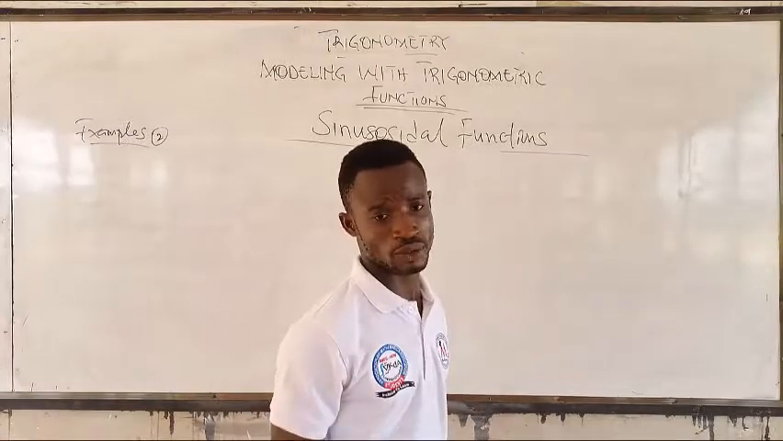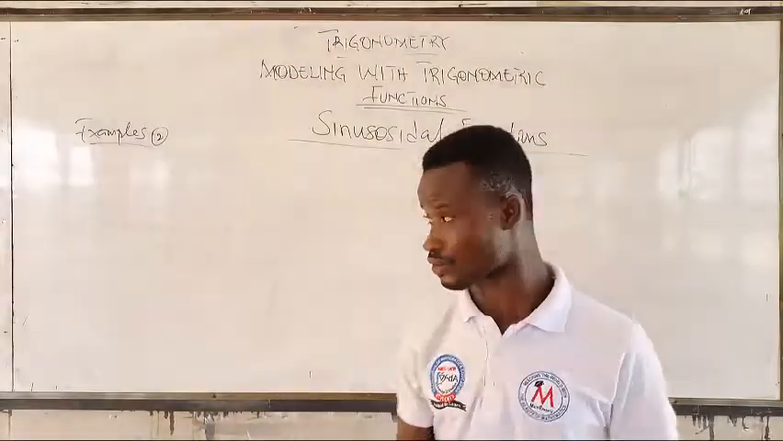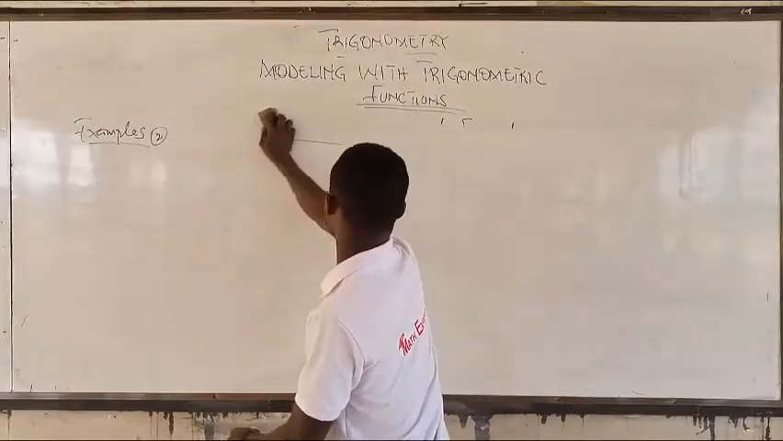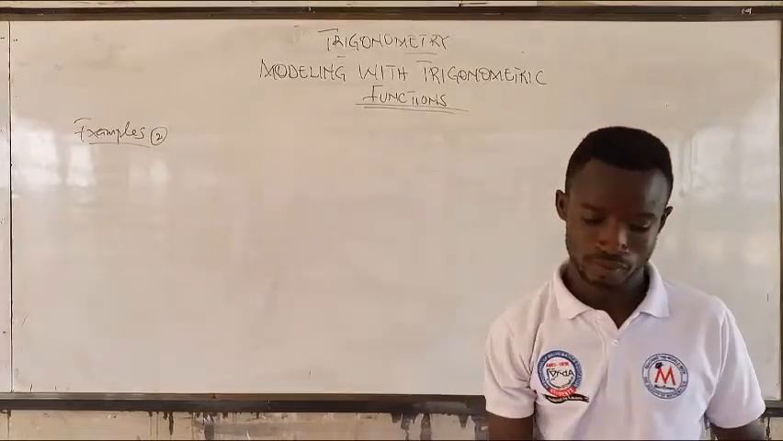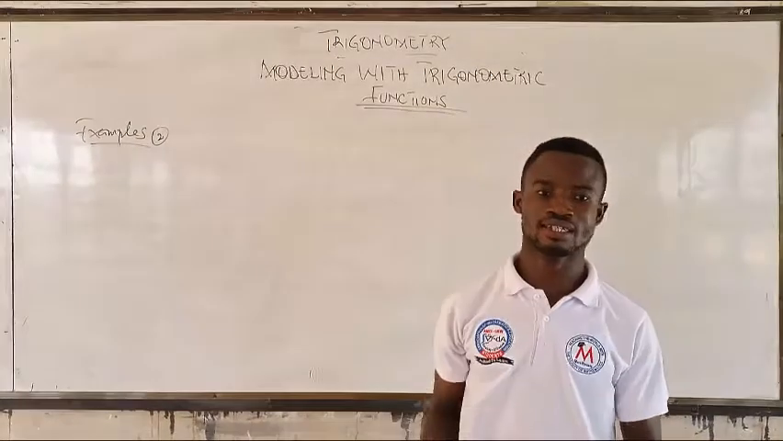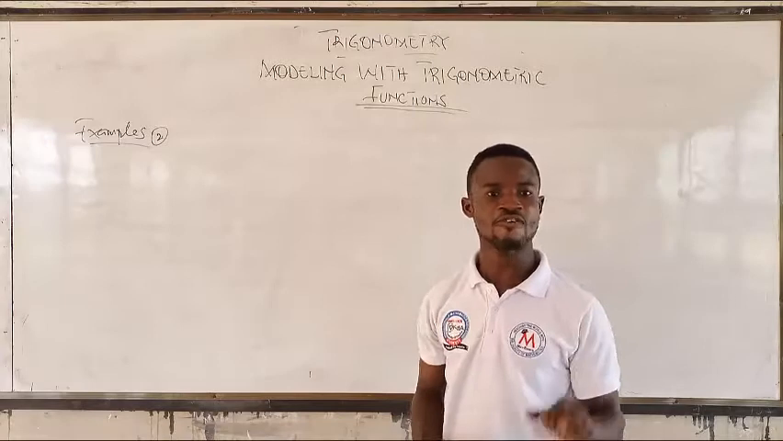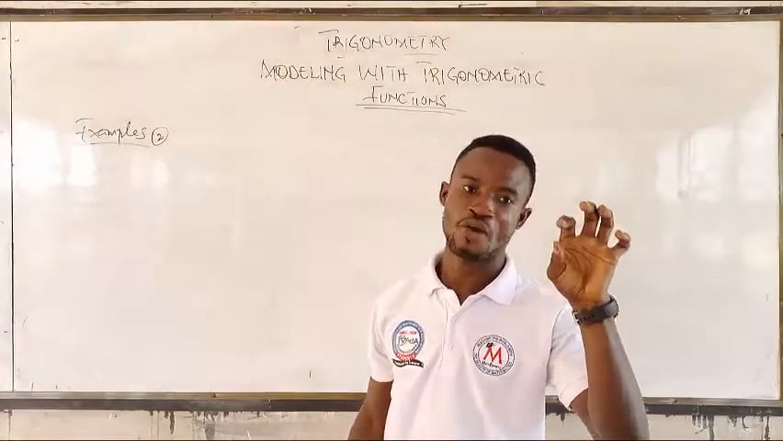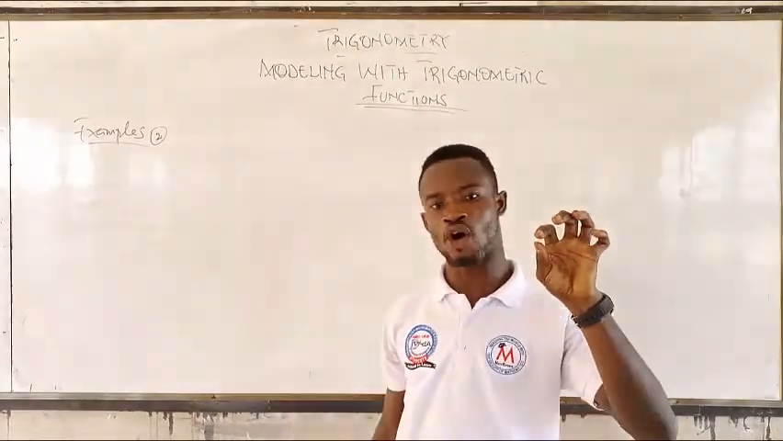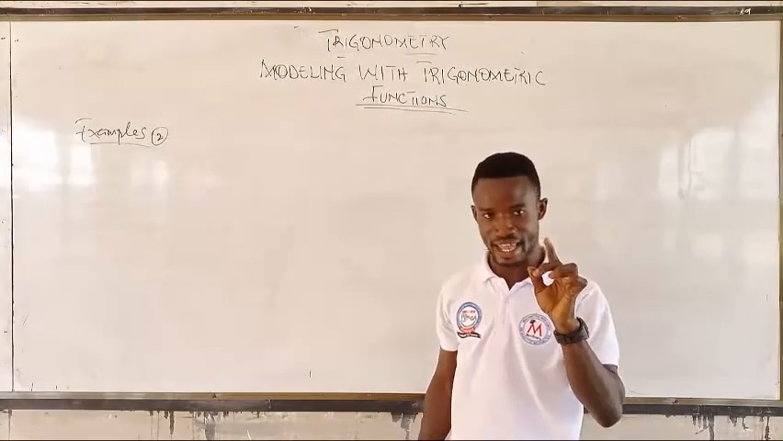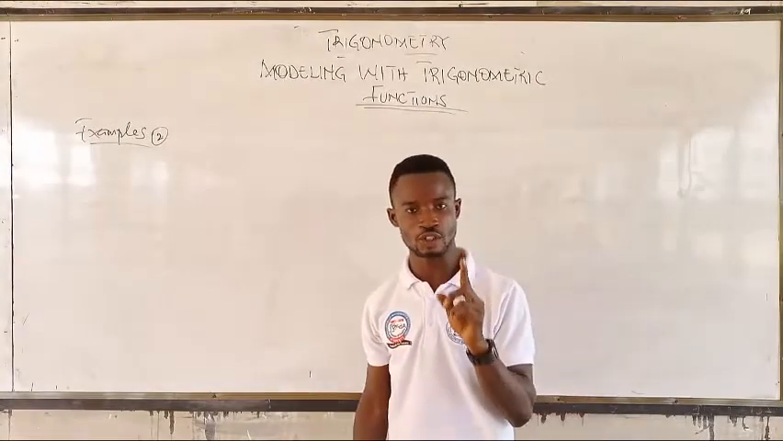Alright, we are still getting through. Let's look at our second question. I'd like to bring this part up so that I will get more space. So we look at our second question that says a Ferris wheel with radius 2.5 meters.